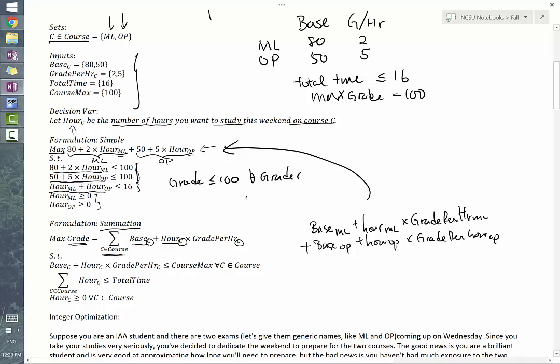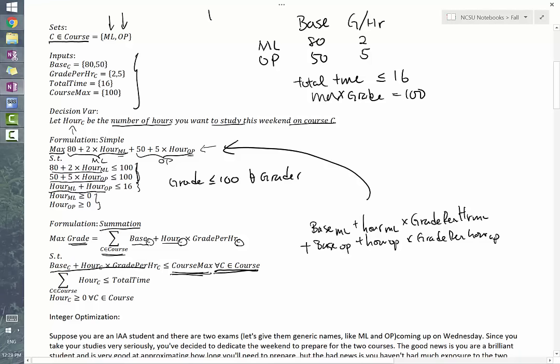If you're not familiar with the for all sign, that just says every single one. So we can write it like this: your base grade for the given course C plus your hours for the given course C multiplied by the grade per hour for the given course C, which as we saw is your final grade, must be less or equal to the course max, which is a constant 100, for all C in course. In English, this says for every course, the grade you achieve has to be lower than the maximum grade.